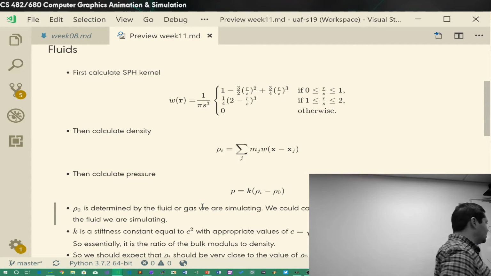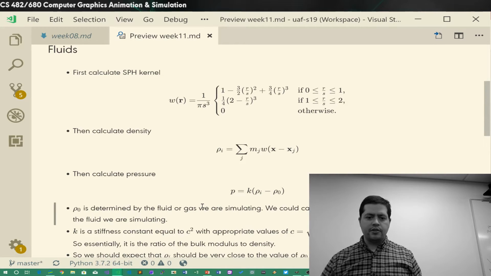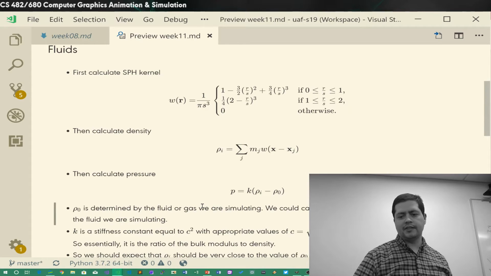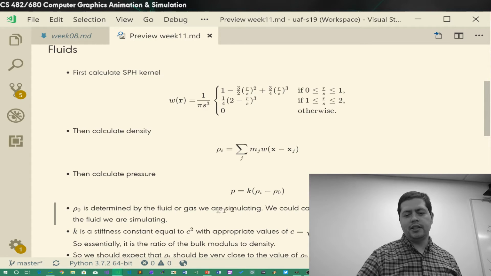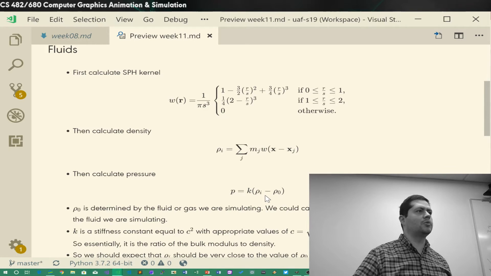You're basically just trying to calculate the density of everything within this kind of sphere around it. Okay, so now I threw out this equation last time, P equals K times rho I minus rho naught, and I said K is some value. What kind of value did we say K was going to be?